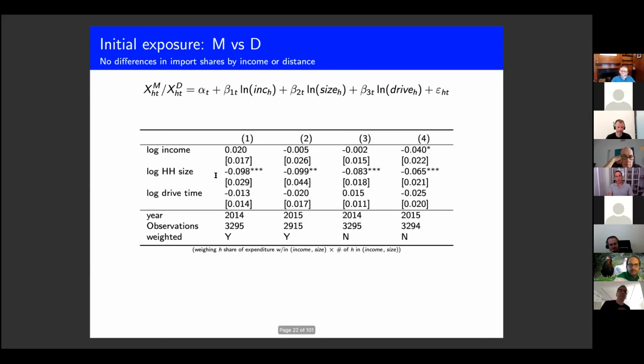Okay, so first, initial exposure. This is first import shares relative to domestic expenditures by household on income, size, and driving time to the border. I'm going to tell you how we measure this in a second, as I was telling Daniel. So we can see that basically import shares do not vary much by income. They do not vary much by driving time to the border. And they're slightly lower for bigger households. Okay? So we're going to have that in our quantitative application, but we're not going to focus too much on this.